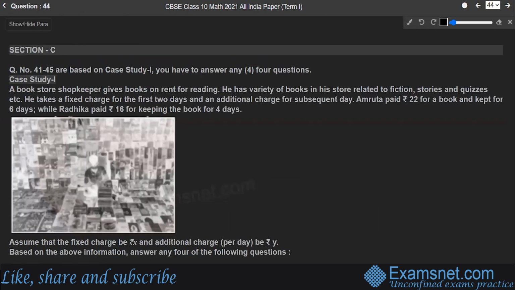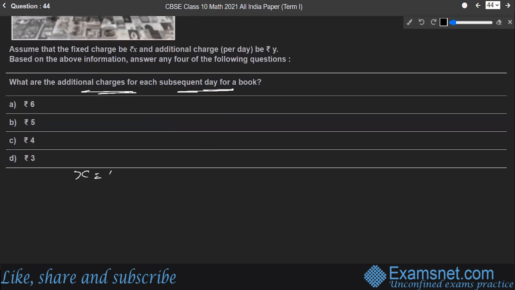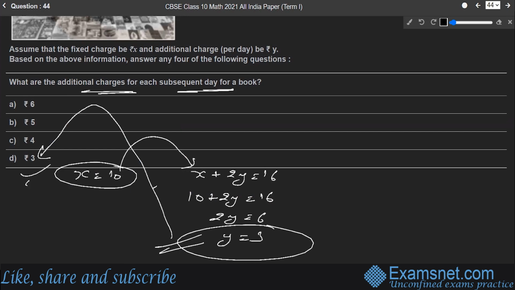Now, in the next question, again the case study continues. They say, what are the additional charges for each subsequent day for a book? So we have just calculated x value as 10 in the previous question, and we had two equations. We can use any one of them. So if we use the equation x plus 2y is equal to 16, then we can calculate y by keeping x value in the equation. So it is 10 plus 2y is equal to 16, which gives 2y value as 6, which gives y value as 3. So that is the additional charge, 3. That is given in option D, 3 rupees. So that is the right answer.